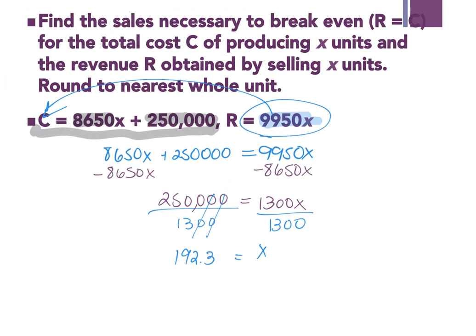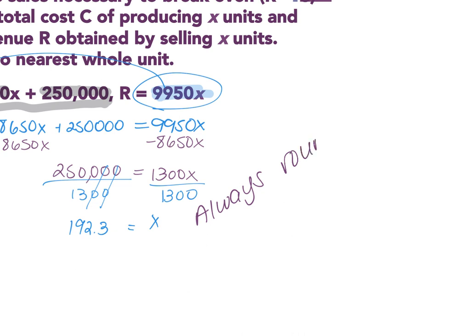Now, what did it say to round to? Which hopefully should make sense, because can you sell 0.3 of an item? No, but here's the catch with break even. If I round it down, have I broken even? No. So even though by laws of rounding, I'm supposed to round this number down, with break even, we always round up. So I need to sell 193 units in order to break even on this. If I sell 192, I have not broken even yet. It's still in the red.